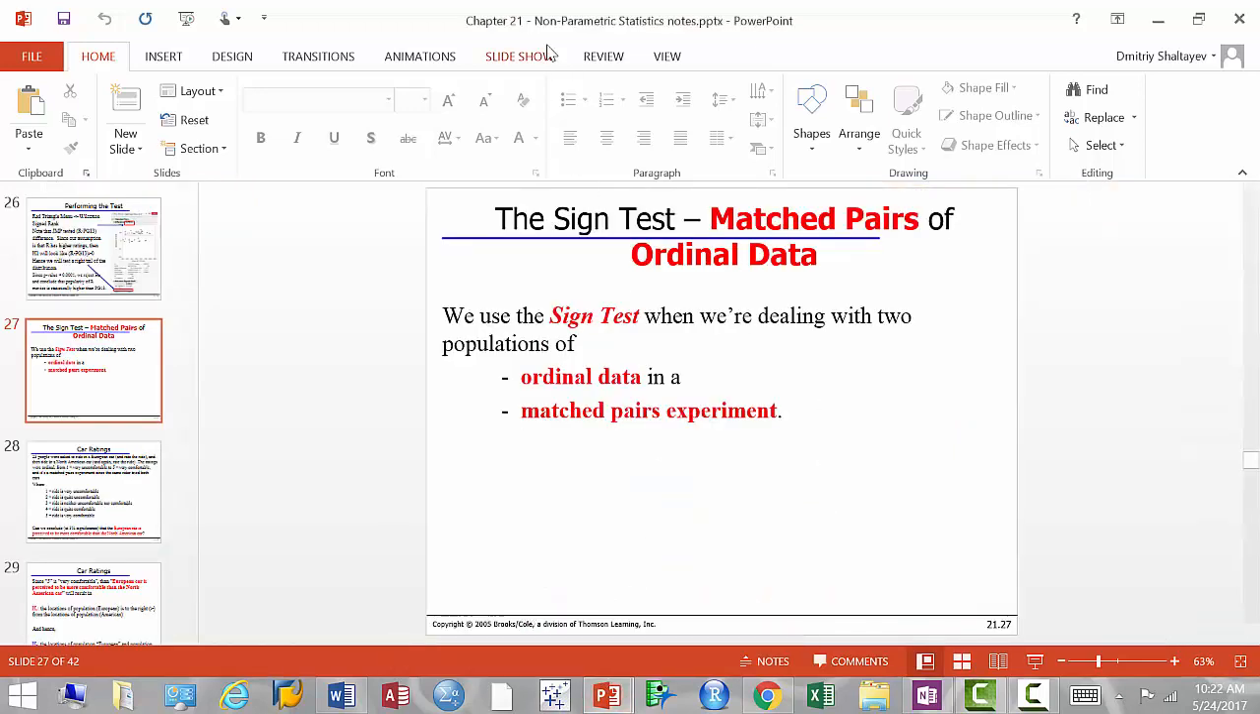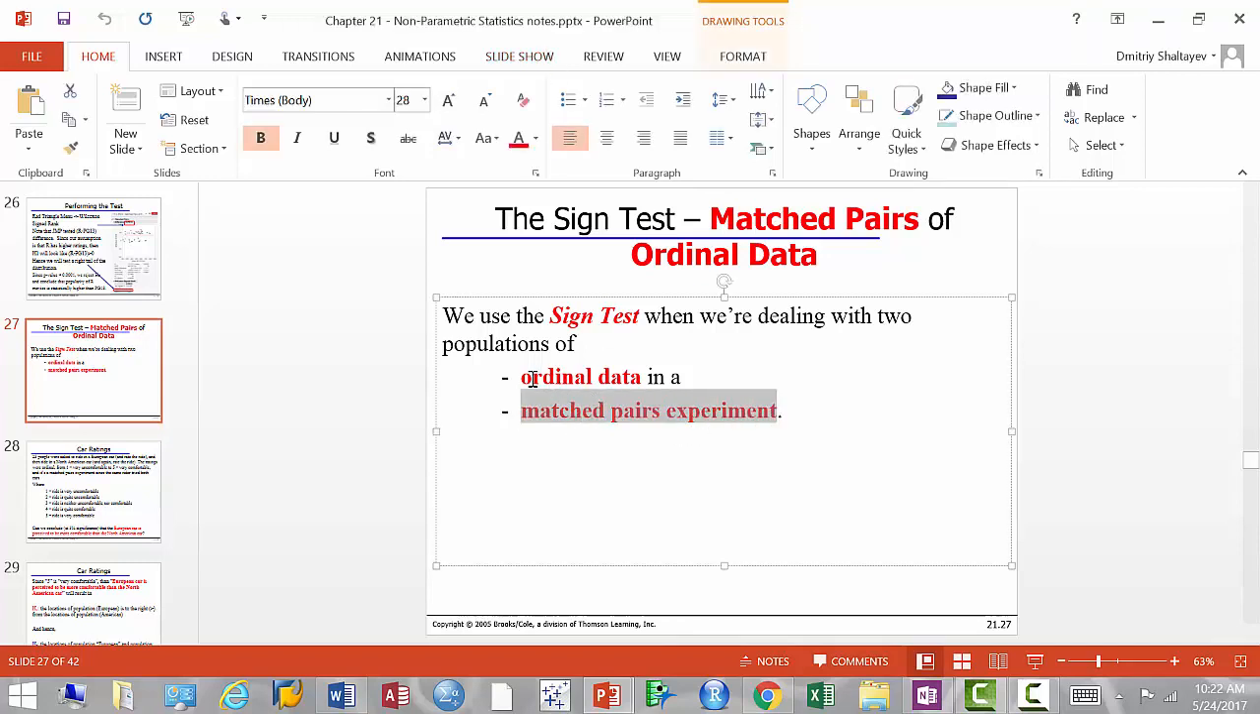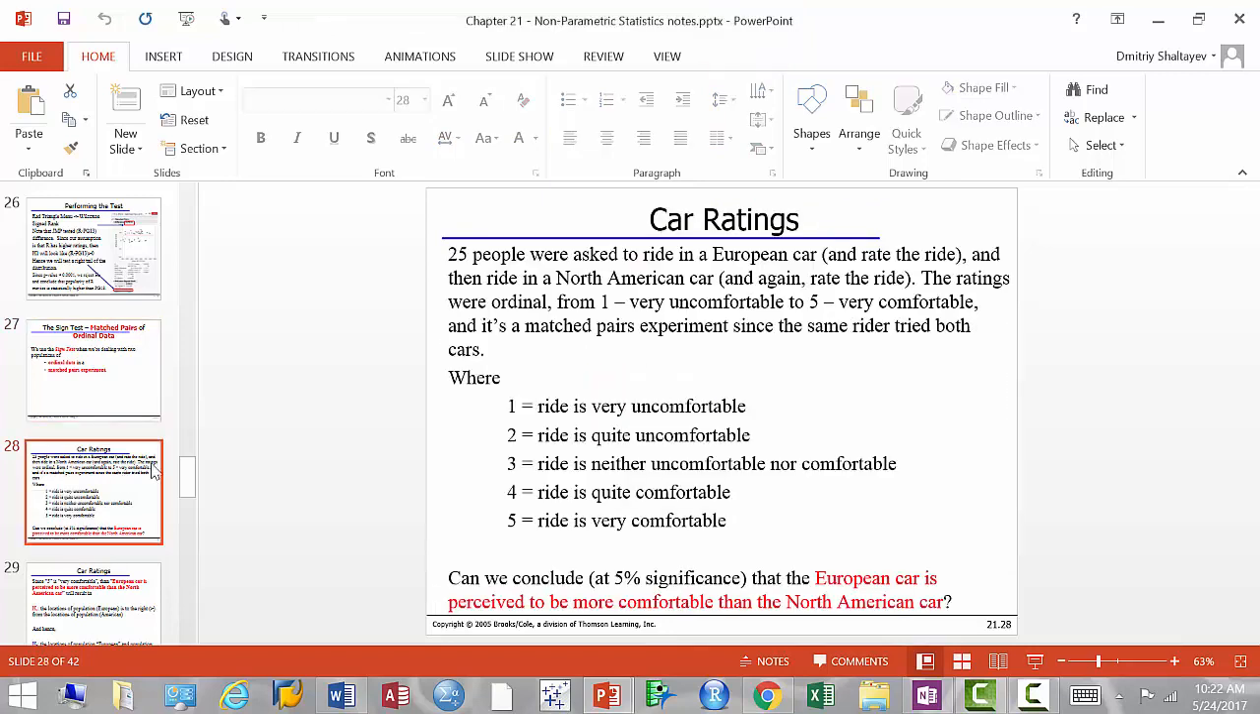So this slide basically summarizes what I just said. The sign test happens when you're comparing two populations, your data are matched pairs, and they are ordinal. So it applies only when you have ordinal data, non-numerical. But it's the same idea. We're testing the same hypothesis: location is equal, not equal, to the right, to the left, whatever happens from the context of the problem. So let's take a look at the specific example, car ratings.